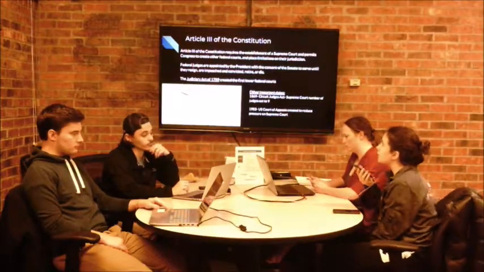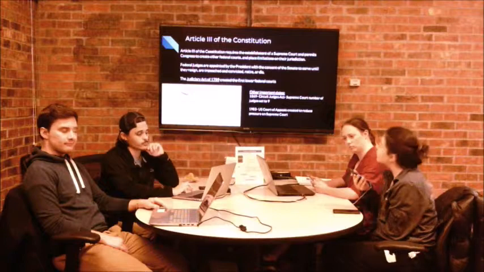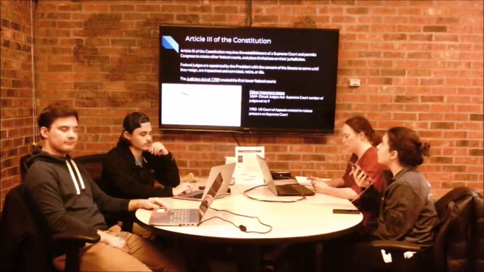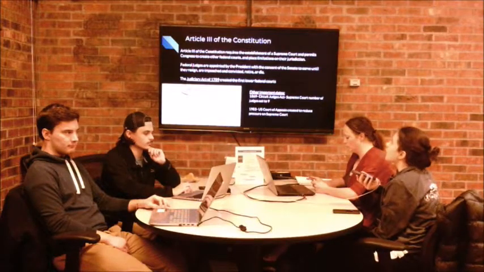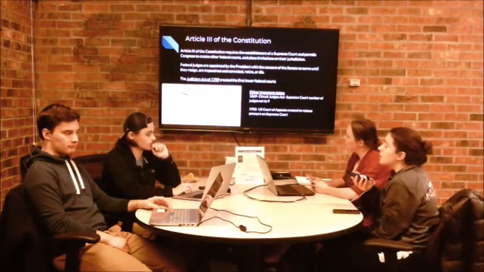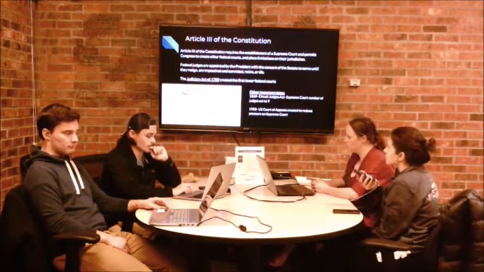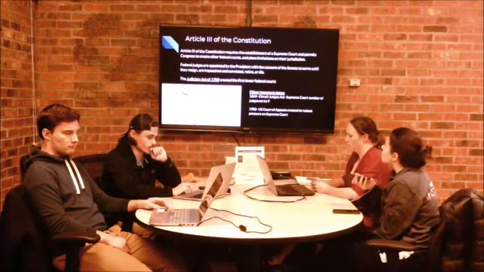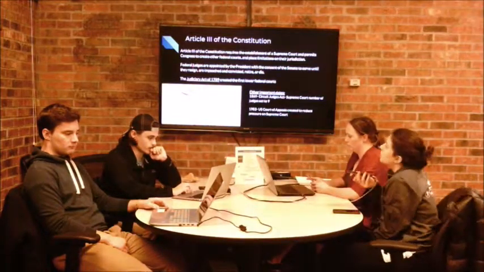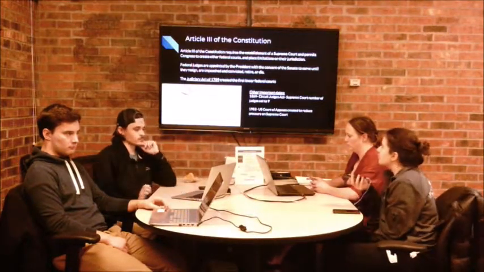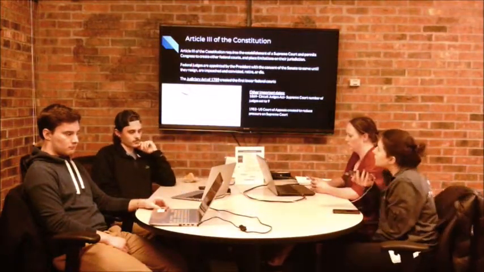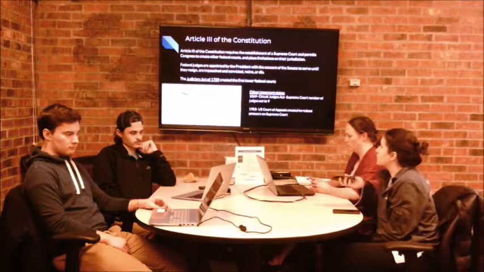Article 3 of the Constitution is the main article to deal with the judicial branch in the U.S. system. It requires the establishment of a Supreme Court, and it permits Congress to create other federal courts, and it places limitations on their jurisdiction. In Article 3, it's stated that federal judges are appointed by the President with the consent of the Senate, and they serve until they resign or are impeached and convicted, retire, or die.